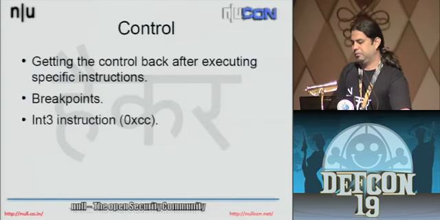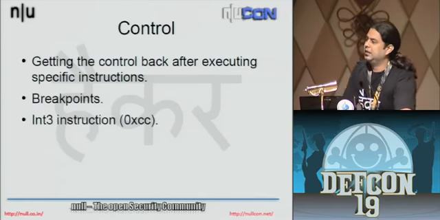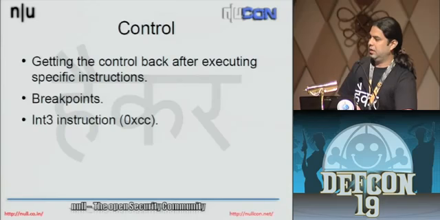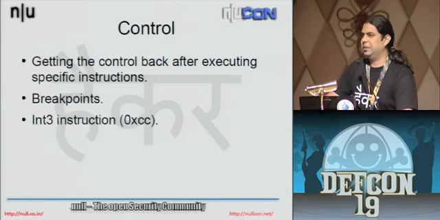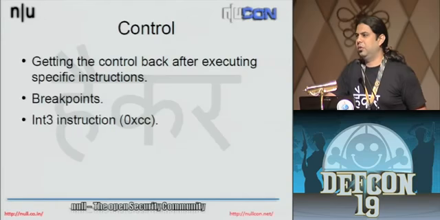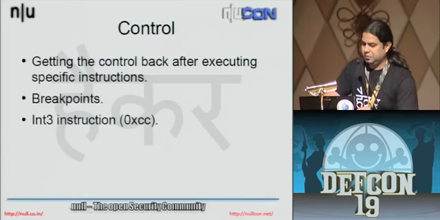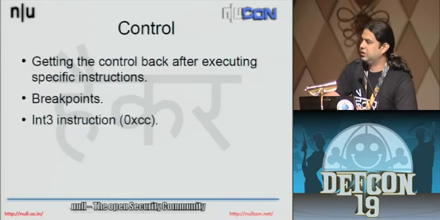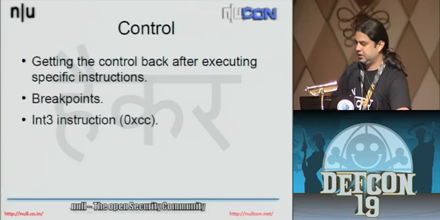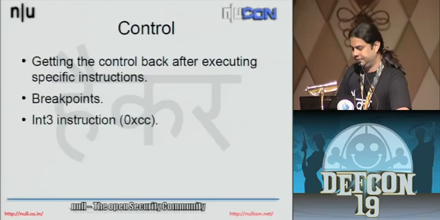Okay. So how does a debugger get the control back? I mean, if I'm tracing a process, obviously I need the control back after I execute some code. So how do I do that? So breakpoints come to the rescue. It's actually an int3 instruction or a software interrupt. When executed in a remote process, the child process stops and you get the control back as the tracing process.